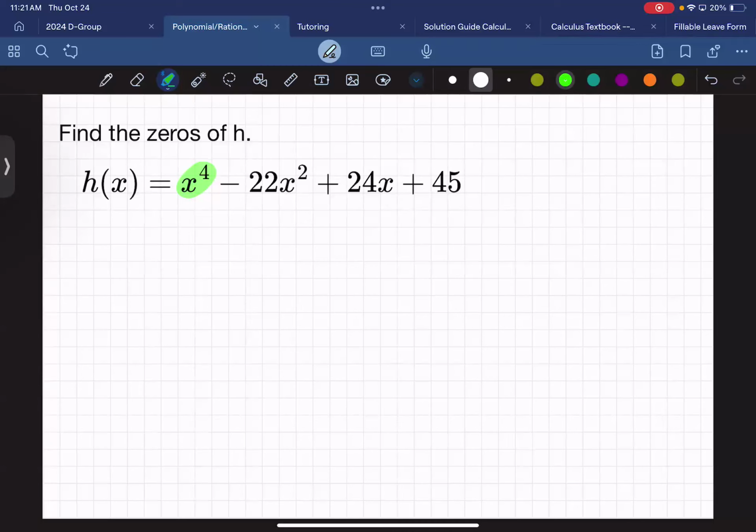Fourth power. What does that mean to us? Four answers. Or what we started saying with this test is, hey, this is a degree 4 polynomial, right? I know that I should have 4 solutions here. Multiplicity can change that, of course. We can get the end behavior from that.